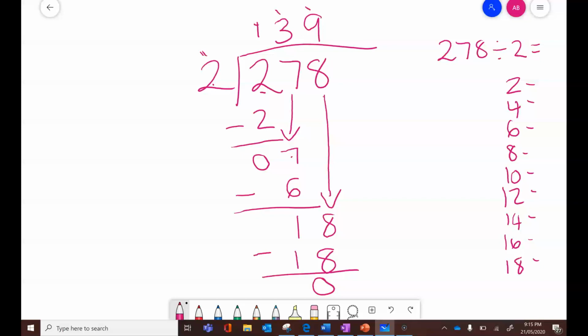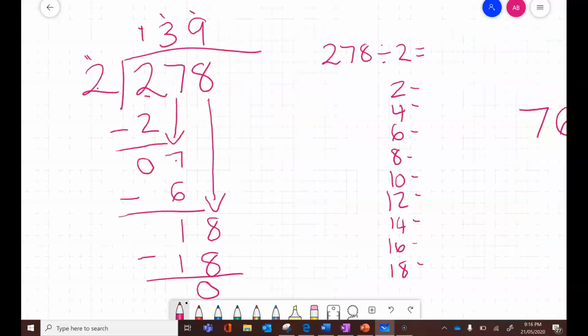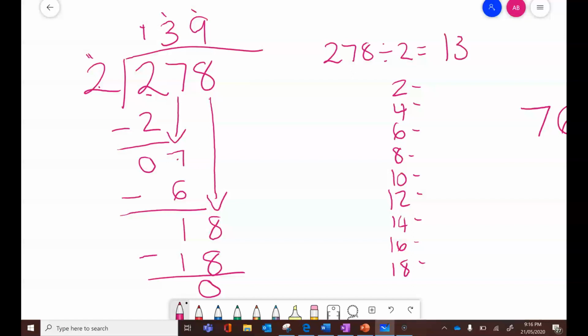That's not the end of it though, because I need to answer my question. 278 divided by 2 is 139. The answer on the top line.